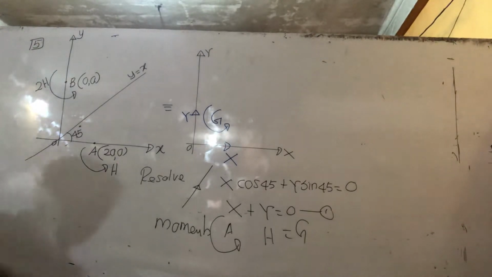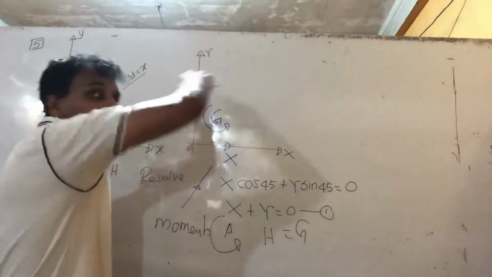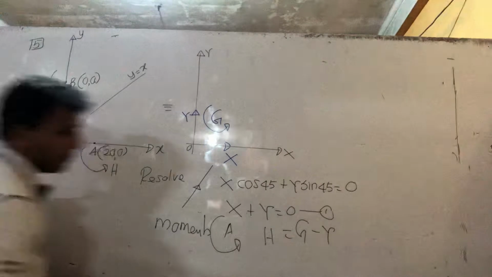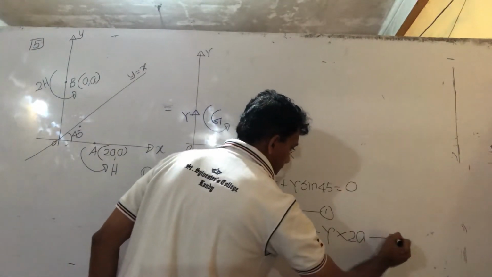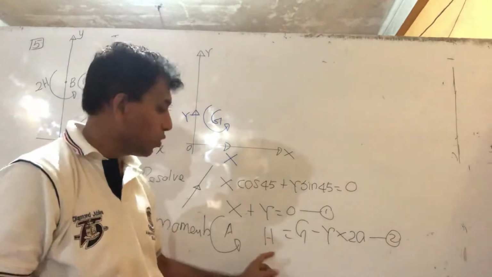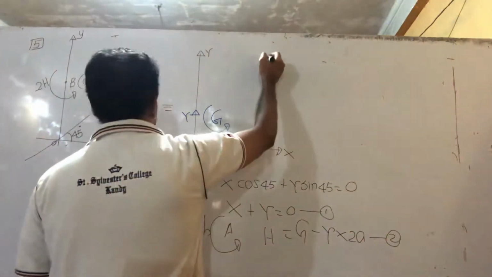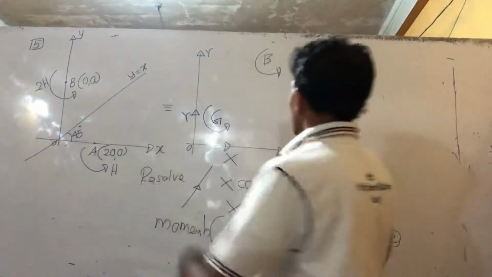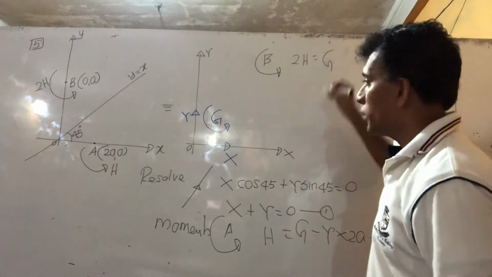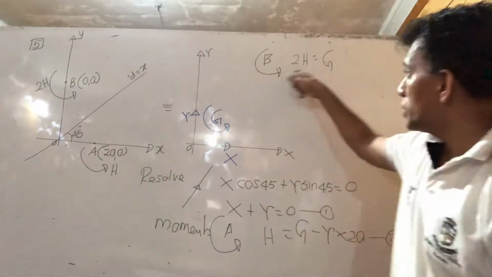Moment about A: X is along point A, so it gives no moment, but Y is available, on the other side, so minus Y into the distance 2a, Y into 2a. Then I say this is the second equation. Or you can take G equal to the resultant moment, that's called the couple, equal to the algebraic summation of the other moments. The direction is important. Similarly, next take the moment about B, that is 2H, equal to G, since the couple is independent of the distance.